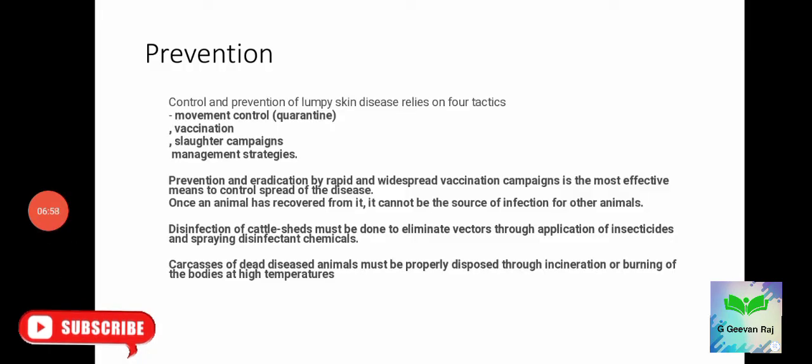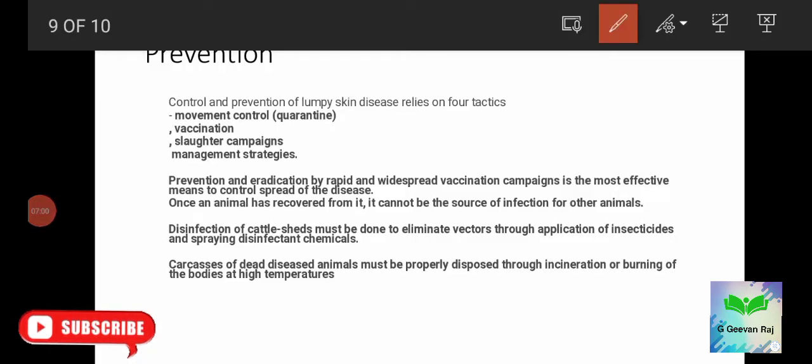Now, let us see what are the preventive measures that we can adopt against lumpy skin disease. Control and prevention of lumpy skin disease relies on 4 tactics majorly. Movement control or quarantine is the first tactic. That is, we should restrict the movement of the animal that is infected by lumpy skin disease, thereby isolating them so that the disease will not spread.